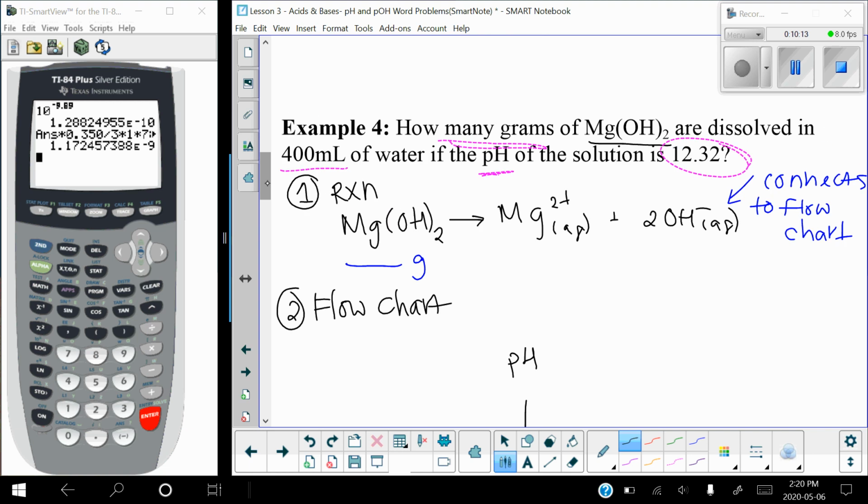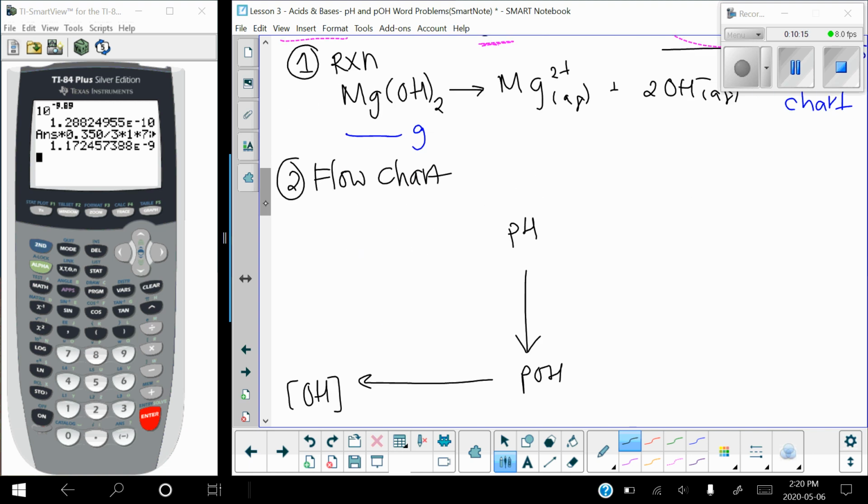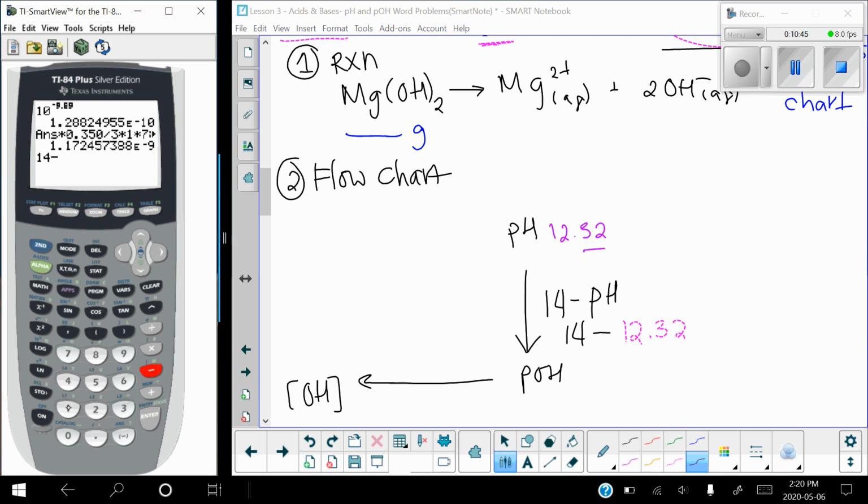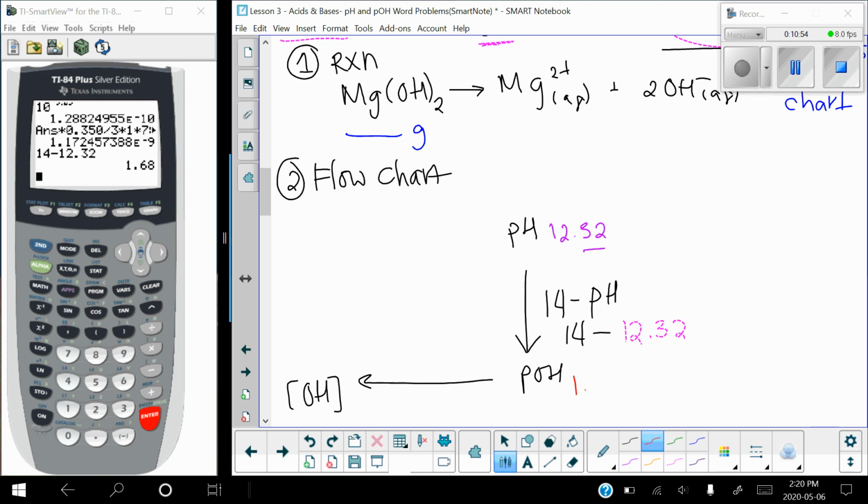The pH that they've given me is 12.32. Okay, remember that this has two significant digits. To find pOH, you're going to go 14 minus pH. 14 minus 12.32 gives me 1.68. So I get a pOH of 1.68.